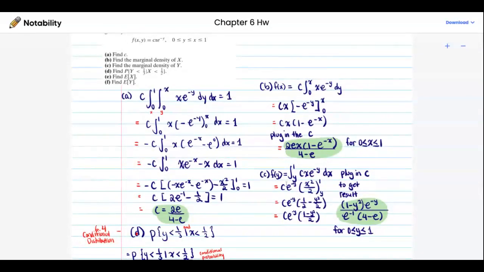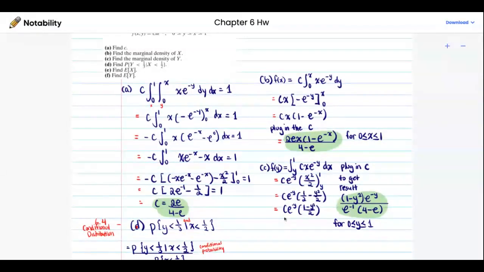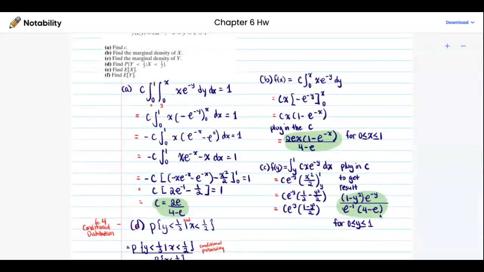And for C, f_Y(y) equals the integral with lower limit y and upper limit 1 of c times x times e to the negative y dx. Since we already know our c is 2e over 4 minus e, solving this integral gives us that the marginal density of y is (1 minus y squared) times e to the negative y over e to the negative 1, and then times 4 minus e.